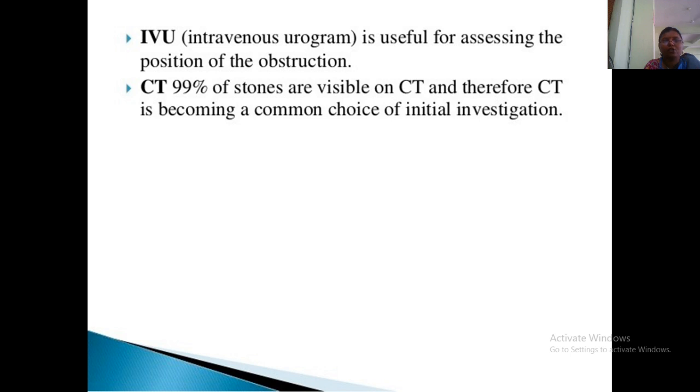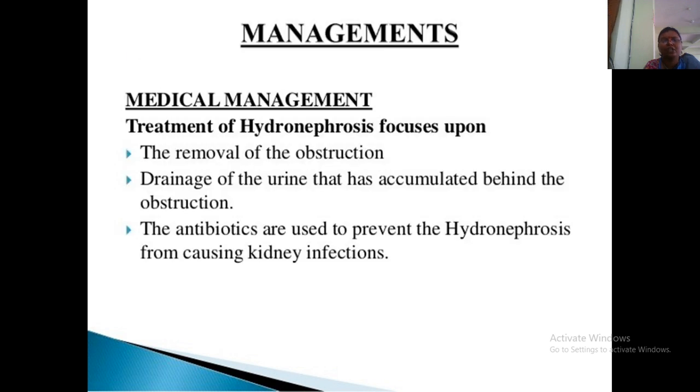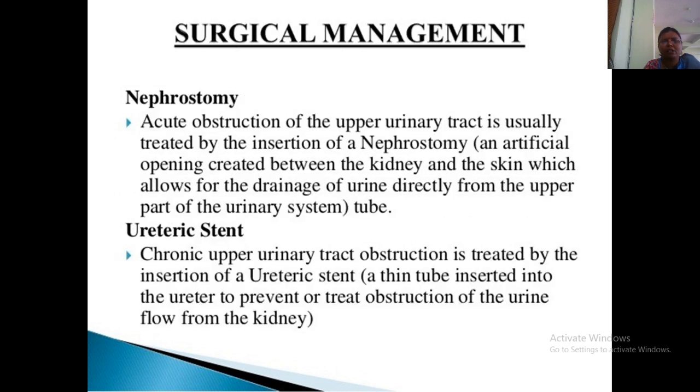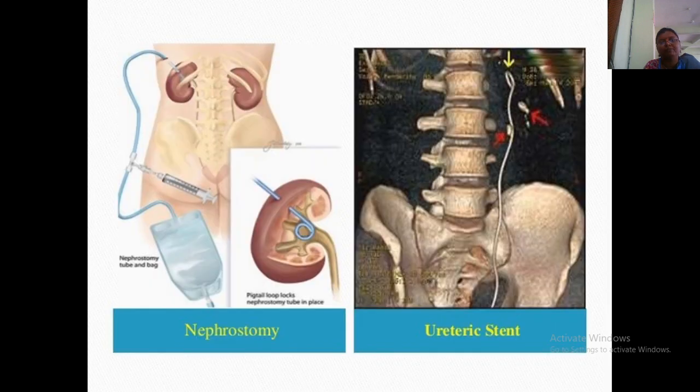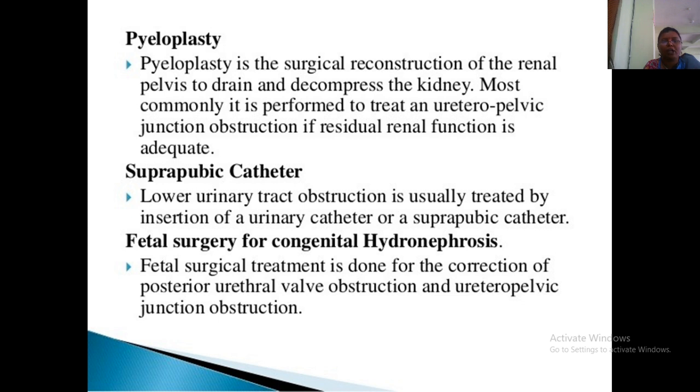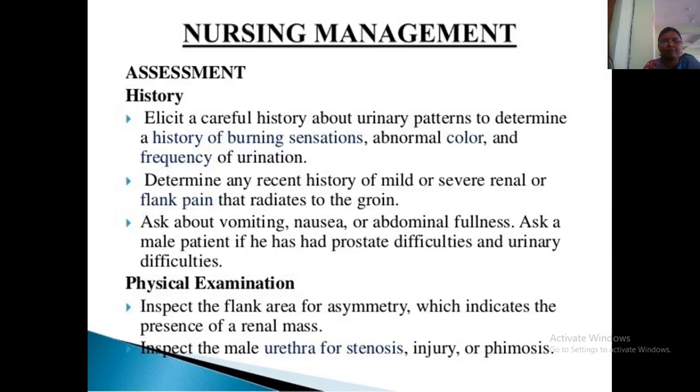IVU, intravenous urogram, is usually for assessing the position of the obstruction. Then CT: 99% of stones are visible on the CT, and therefore CT is becoming a common choice for the initial investigations. If you see the management, medical management is preferably done, removal of obstruction is done, surgical options are nephrostomy and ureteric shunt. Pyeloplasty is also done. It is a surgical reconstruction of the renal pelvis. Then suprapubic catheter. Then fetal surgery for congenital hydronephrosis.